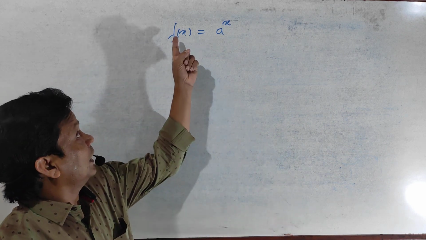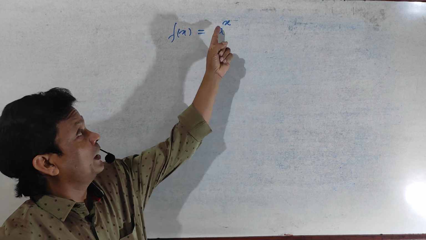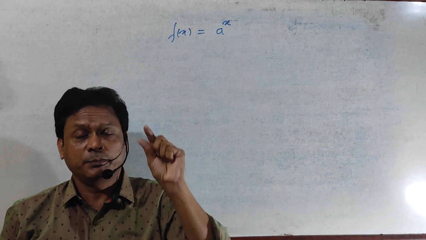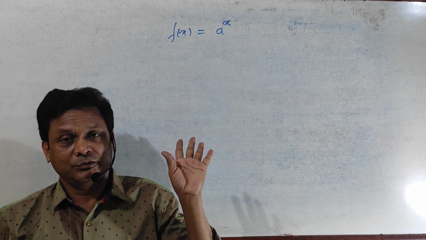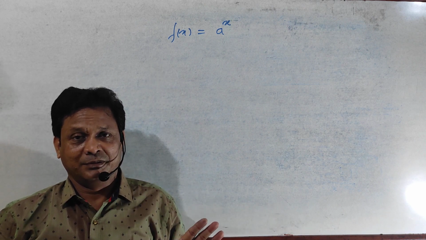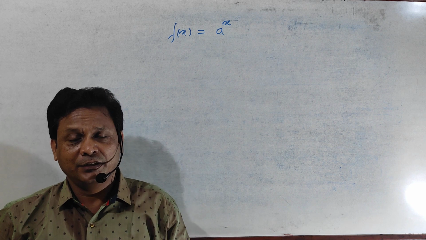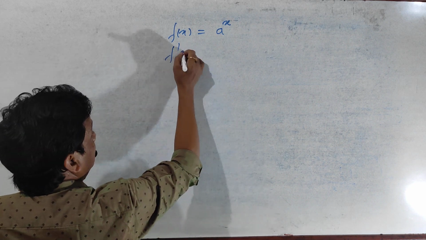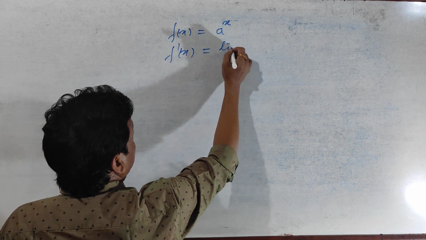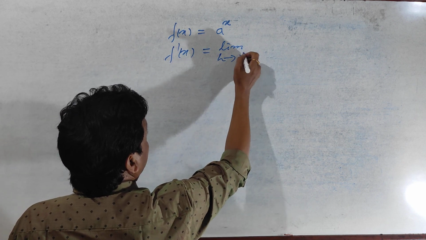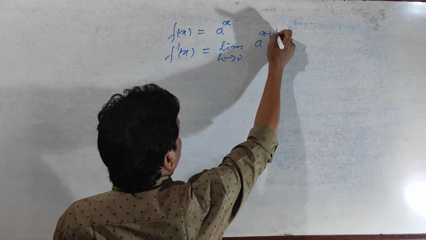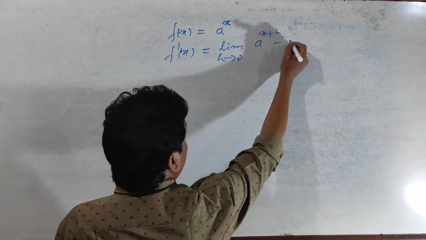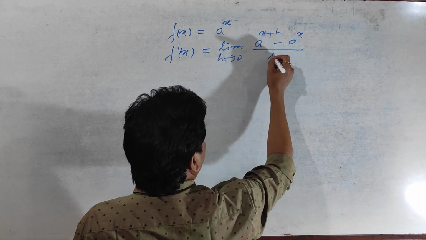See here, I am doing the derivative of a to the power x, and you should do it for e to the power x. That means in place of a, you should write only e. Simply copy paste. Okay, see here. f dash x is equal to limit h tends to 0, a to the power x plus h, I have told you, you should write x plus h in place of x, minus a to the power x divided by h.